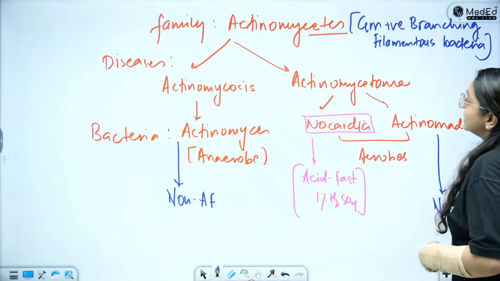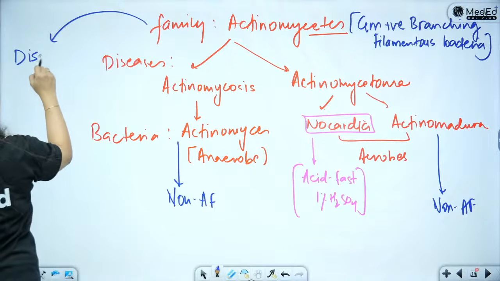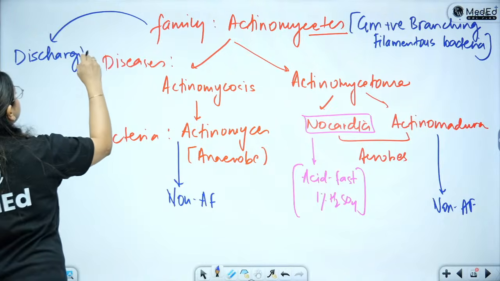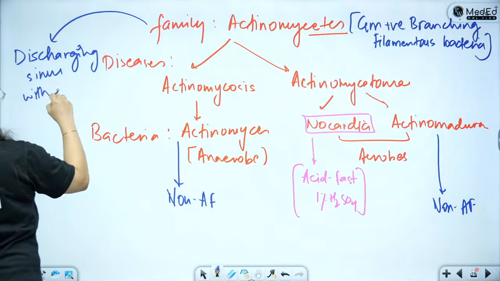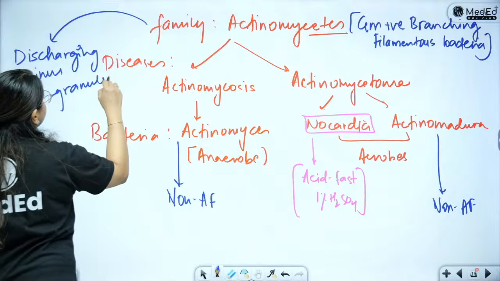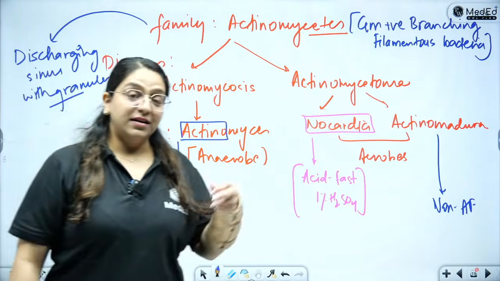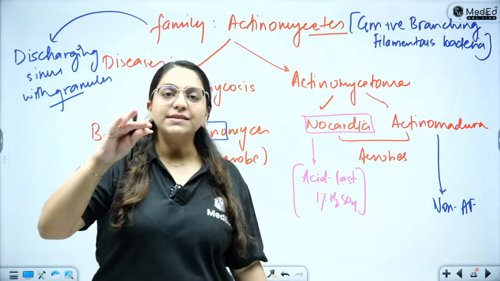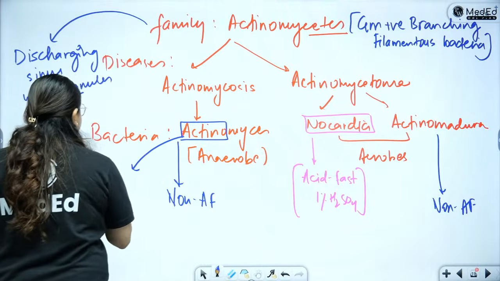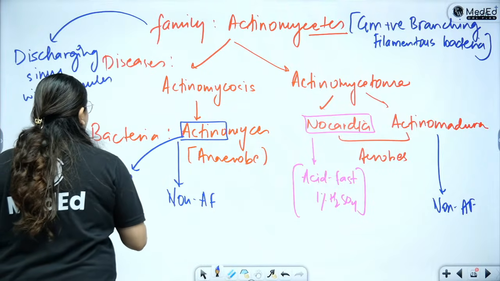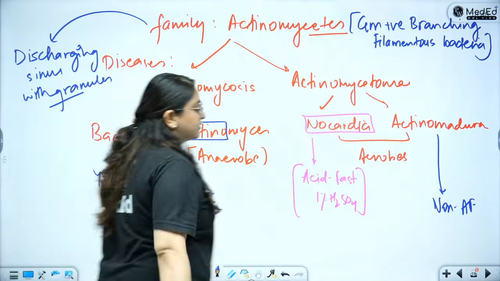All of these actinomycetes, what do they produce? They produce discharging sinuses with granules. So what are the granules produced in actinomycosis? Like I had said, actino is rays of sun, and sun is yellow colored. So that is why the granules it produces are yellow colored, because actinomyces is like the sun. Okay, that is why it is yellow.